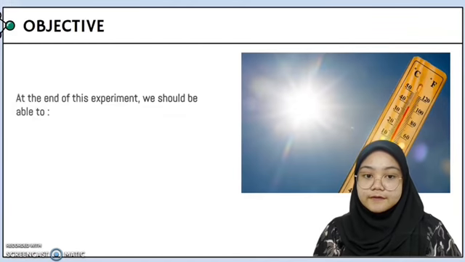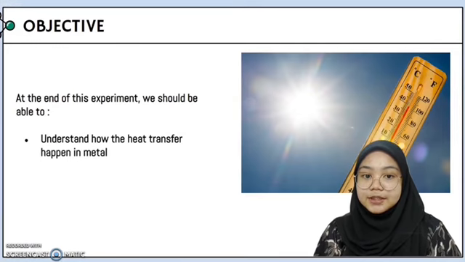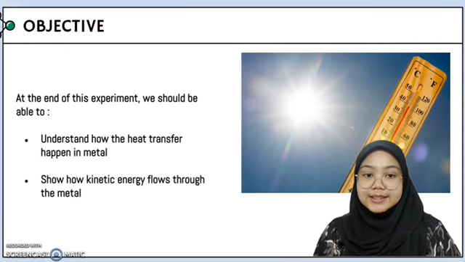The objective of this experiment is to understand how heat happens in metal and show how kinetic energy flows through the metal.